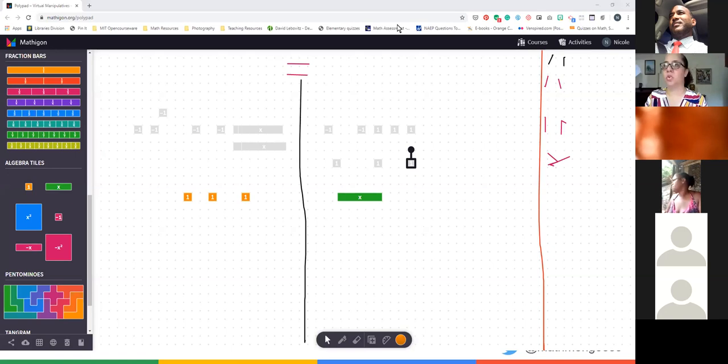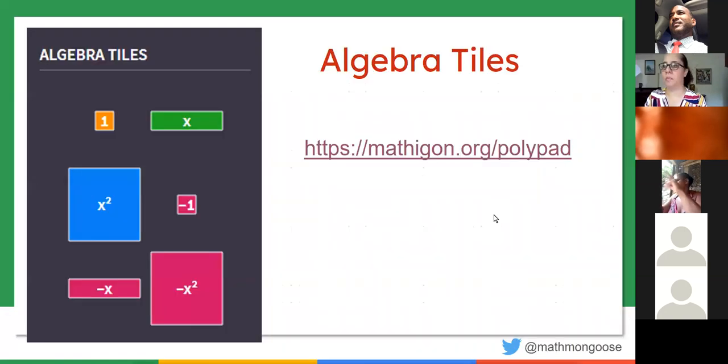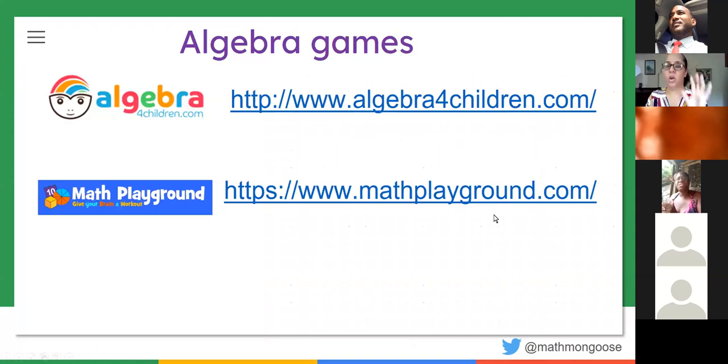So hopefully that would be helpful. But we have run out of time. So I want to give you another way that we can have procedural fluency, which is with algebra games. And these are 2 websites that really have good algebra games that you can use. So just to let you know that.